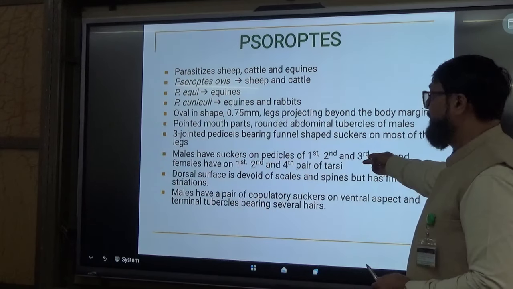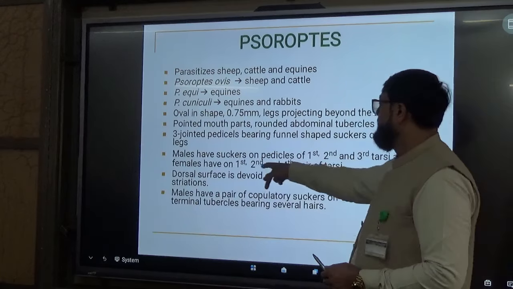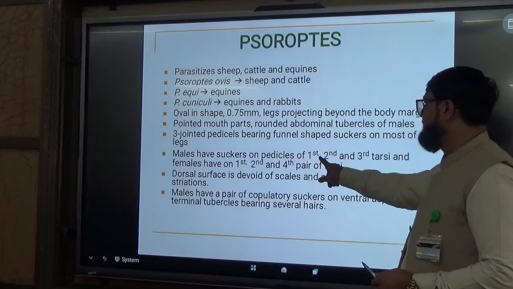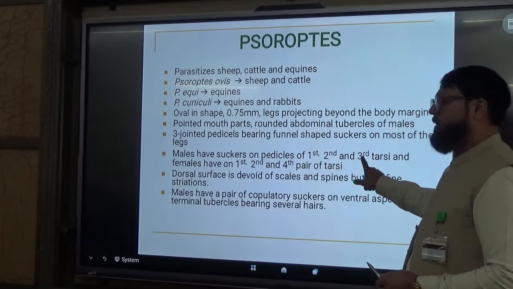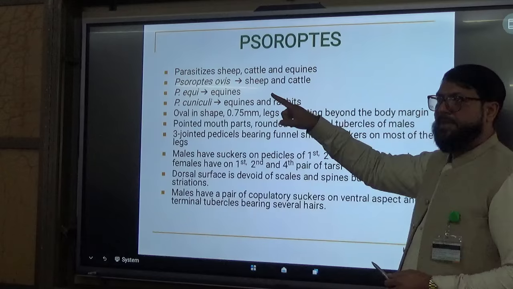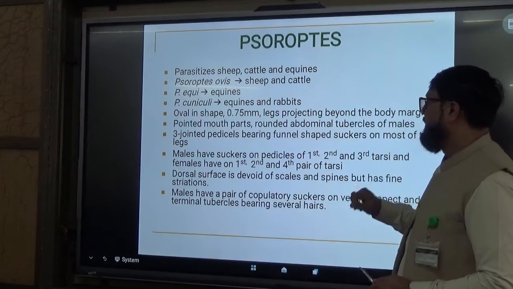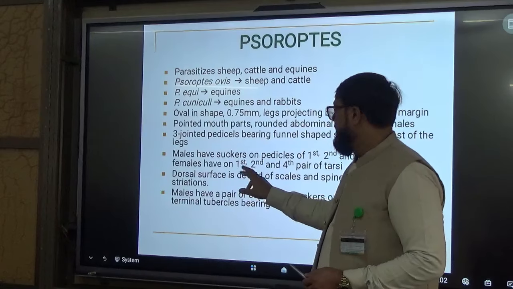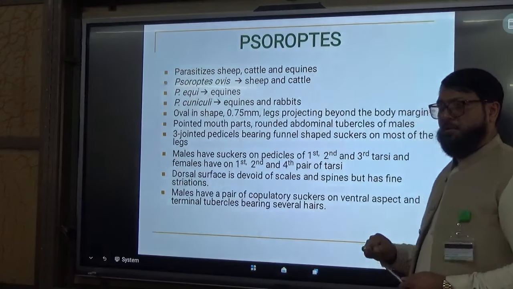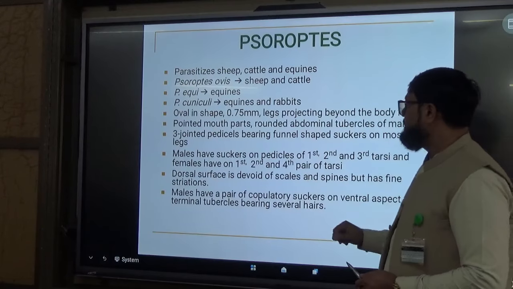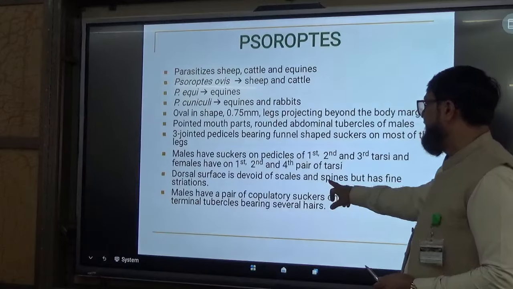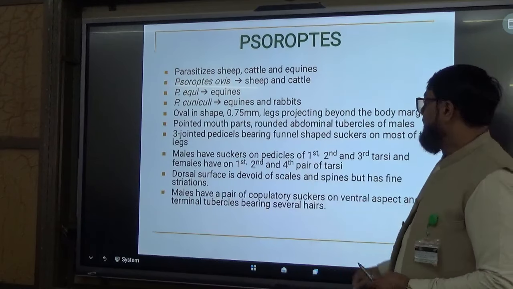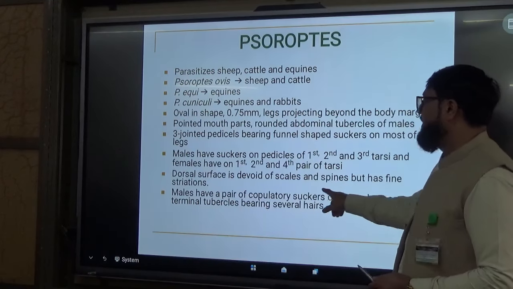Now, the presence of suckers is also different. Males have suckers on the pedicels of the first, second, and third legs. In Sarcoptes, it was four. While in females, in Sarcoptes, it was first and second only. Here it is first, second, and fourth. So the variability exists here. The dorsal surface is devoid of scales and spines. We have seen them in Sarcoptes, right? And it has fine striations.